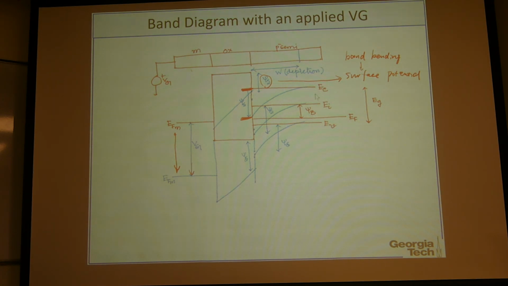Because to the very bulk of the semiconductor, this is the substrate, then this is flat. But at the surface, you see the blue curve here. Then this EC is bent down by this amount, and this is called the phi s, surface potential. This phi s is important, as we will use that to derive some equations next.